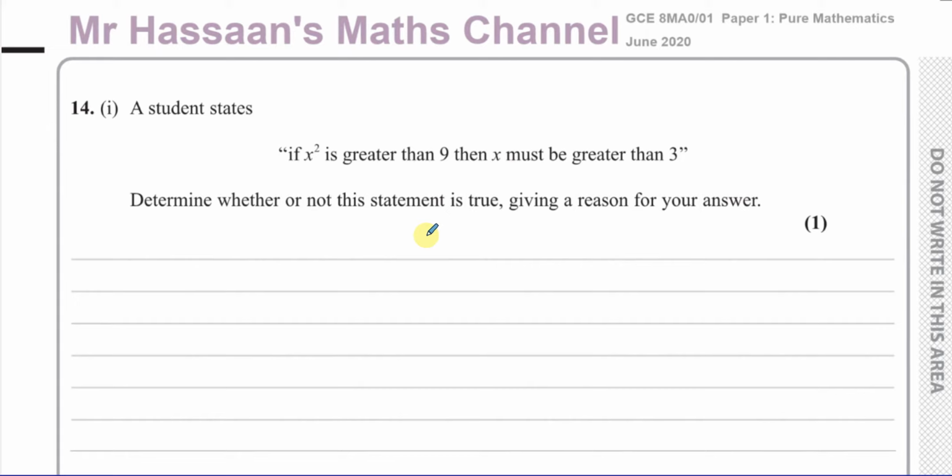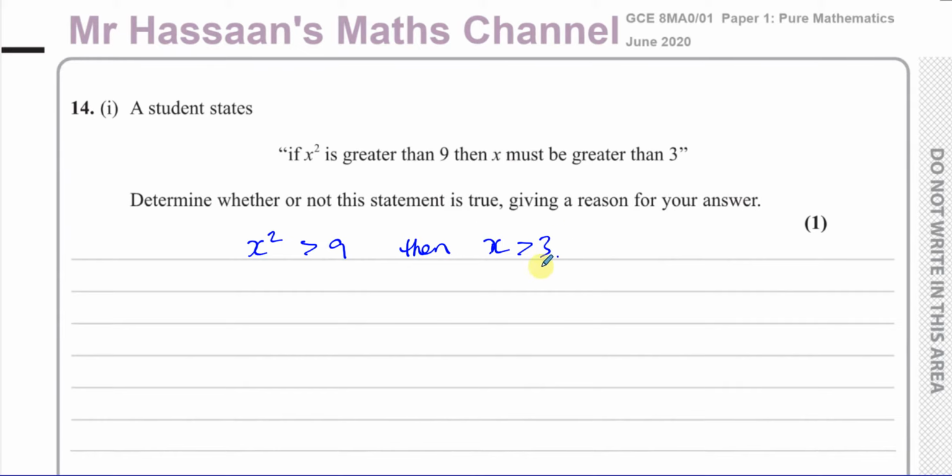It's related to that. And the first question, 14 part 1, it says a student states that if x squared is greater than 9, then x must be greater than 3. Determine whether or not this statement is true, giving a reason for your answer. So they're saying if x squared is greater than 9, then x must be greater than 3. This is saying it must be true.